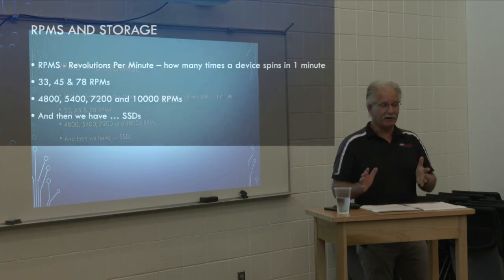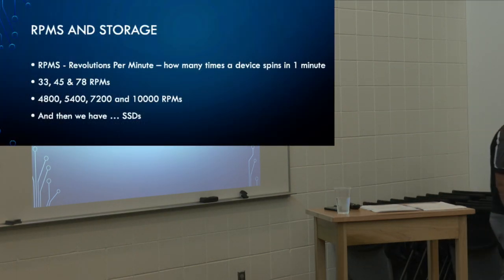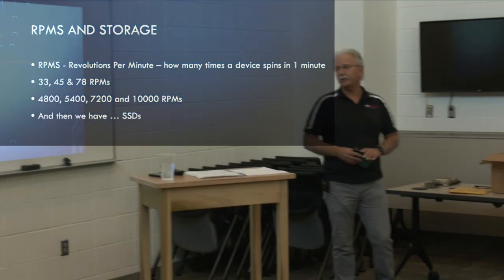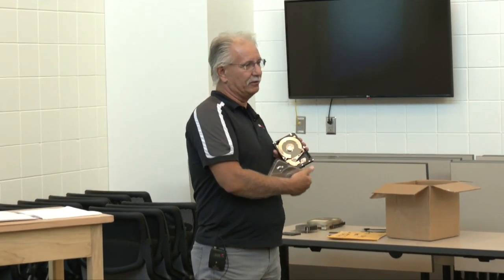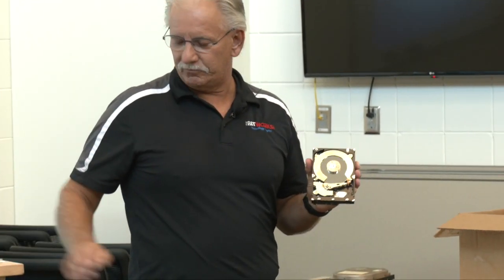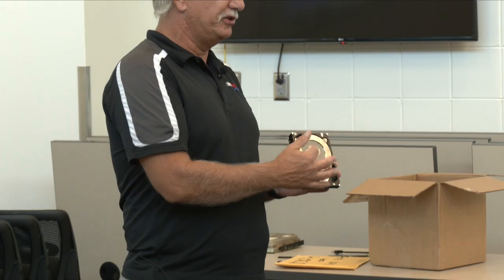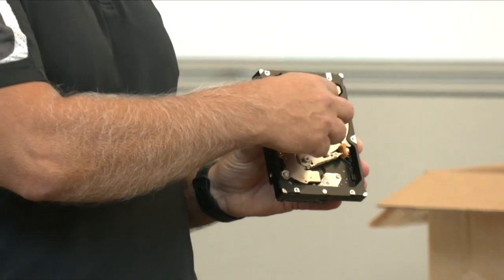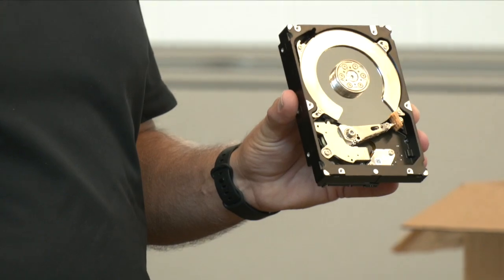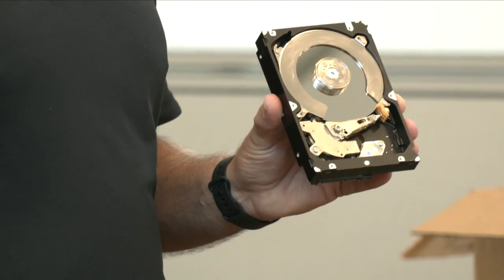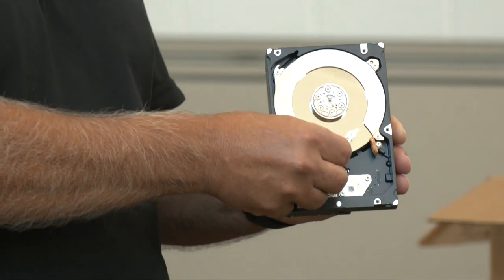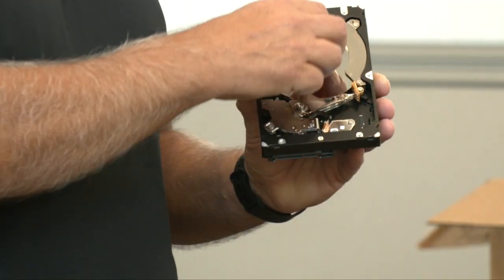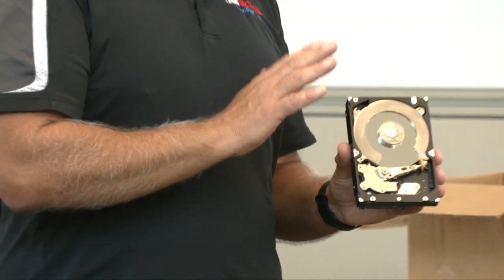Now we're going to talk a little bit about RPMs in storage. So RPMs, most of us will remember a record, an album, 33 RPMs, that sort of thing. These drives or these disks, and this is a little more modern one, and this is the inside, use platters just like a record album used to do. And they spin, but these things spin at 7,000 RPMs. So they go really fast. And then there's a needle right here that actually moves back and forth on the disk to read the information off of it.